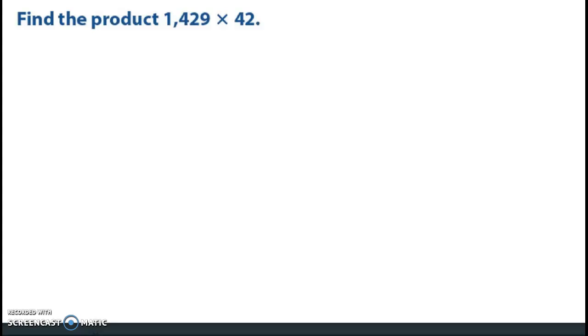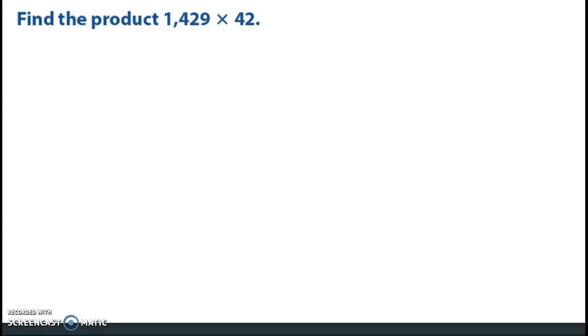So today we're going to be reviewing multiplication of a 4-digit number times a 2-digit number. So let's take a look at the equation above. 1,429 times 42. Think about our different ways we've learned how to multiply over the last couple of years. So we have standard algorithm, which is okay, but today I would like you to use area model. So let's think about it.